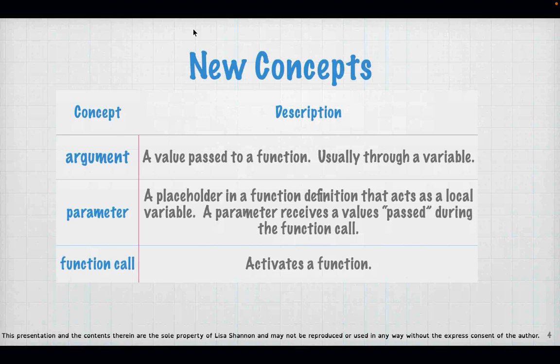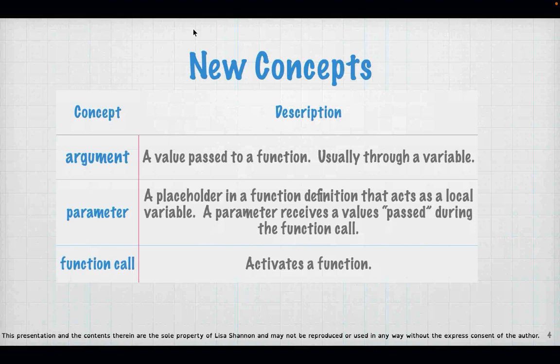And we've got some new concepts this week. We have the concept of an argument, a parameter, and the concept of a function call. So an argument is a value passed into a function through the function call, and it's usually through a variable. So you'll put a variable as an argument in a function call. We've done this before with print. You can print out the value of a variable using the print function. So it's the same thing. Whatever variable you're trying to print, that is an argument into the print function.